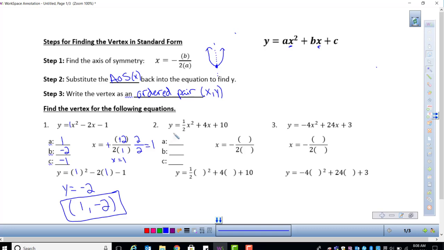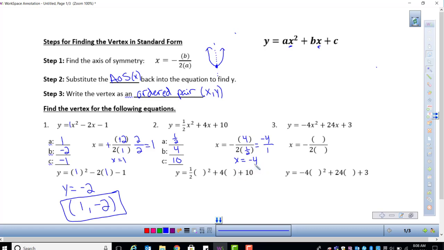This one we have a is a half, b is 4, c is 10. So negative b over 2a. So I have negative 4 over 2 times a half, which is 1. So that means x equals negative 4.